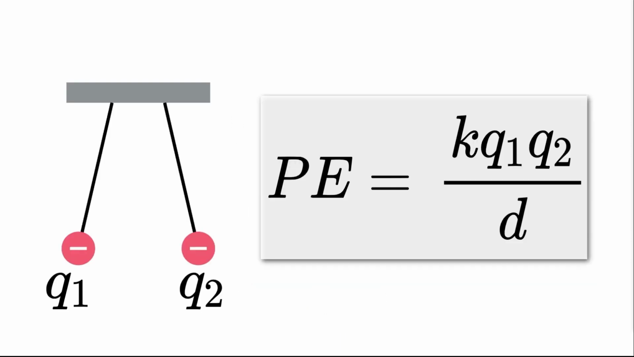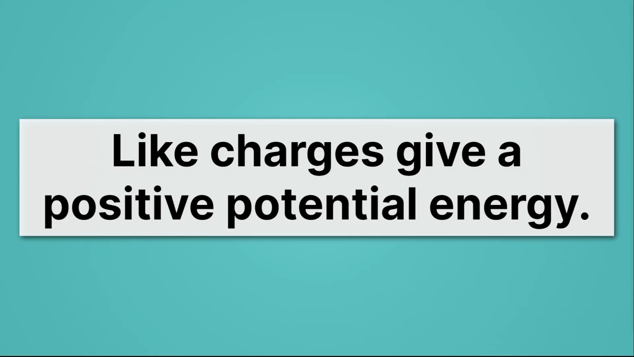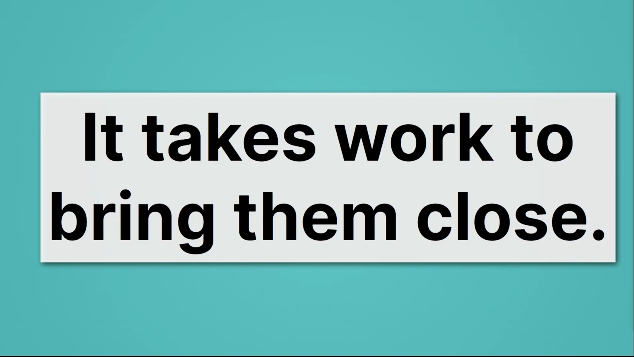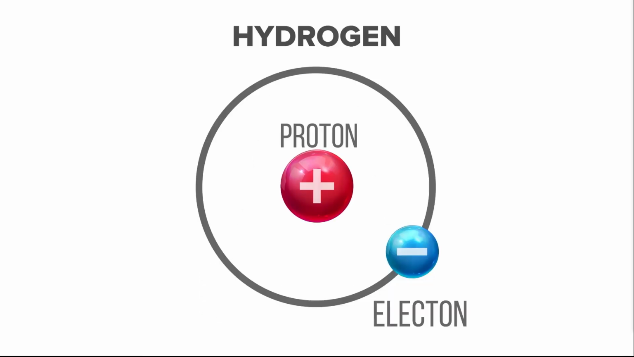The opposite is true for two like charges. For example, here we have two negative charges, so Q1 and Q2 are both negative, and those like charges are going to give us positive potential energy. And what that positive sign means is that it takes work to bring them close together. So if I imagine two positive charges and I try to squeeze those together, it's going to take energy to do that. All right, well, all of this has a very practical application, and that's an atom.